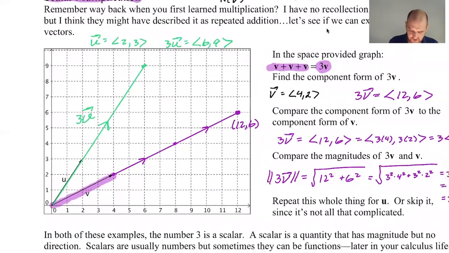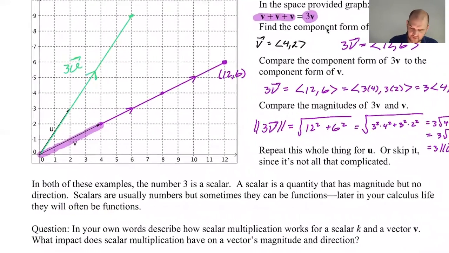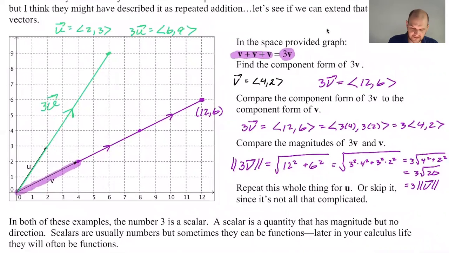So 3 is what's called a scalar. It's a real number. Later on in life, you'll have a scalar function. Scalars can be positive, they can be negative. If the scalar is greater than 1, like 5 times u, that'll give you a vector that is 5 times bigger than u. If the scalar is between 0 and 1, like 1/2, that's going to give you a vector that's shorter than the original. It scales it by a factor of 1/2. That's why it's called a scalar.